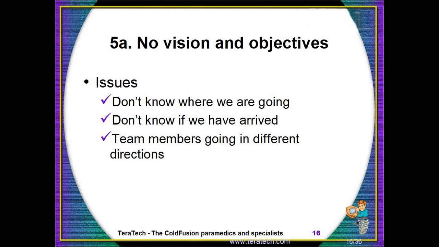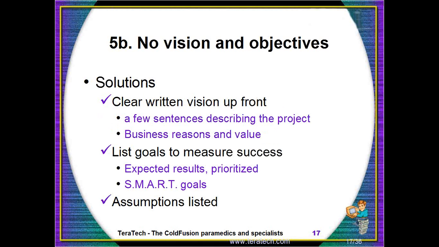So what are the solutions to vision? Well, clearly having a written vision up front, and that doesn't have to be very long. It can just be a few sentences saying, here's where we're going to be when the project is complete. I would also give some business reasons for why the project exists and what the value is, because that helps remind you, when you're thinking of creating some fancy feature, whether it supports the business case for this application, or is just something technically interesting that isn't really going in the direction of the vision.